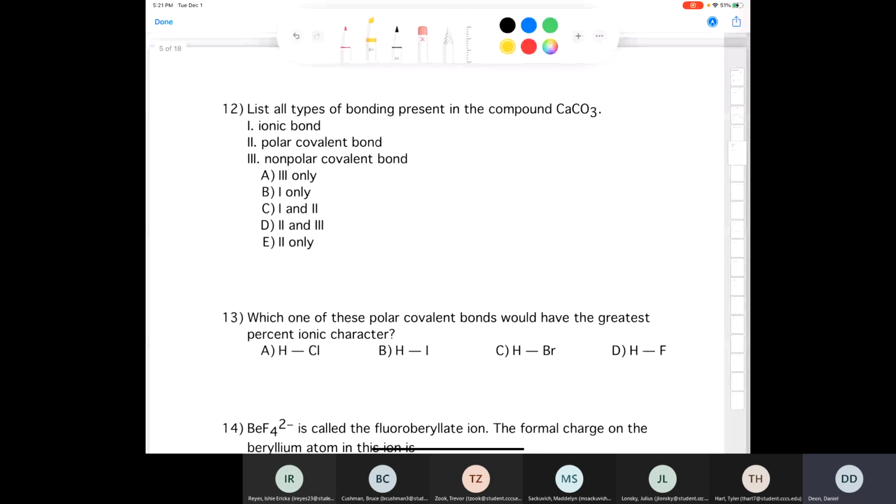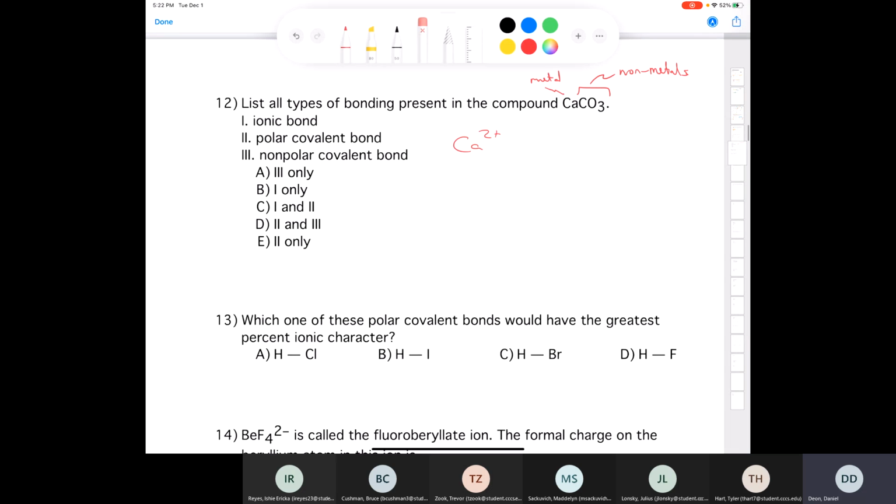Number 12, this goes back to one of the first questions we looked at, if not the first question of this practice exam. It says, list all types of bonding present in the compound calcium carbonate. Well, if we think about this, we've got a calcium, which is a metal, right? Calcium is a metal. And then you have carbonate, which is comprised completely of nonmetals. And so this compound definitely has ionic bonding, doesn't it? Between the calcium ion and the carbonate ion, like that. So it's definitely got ionic bonds in it.